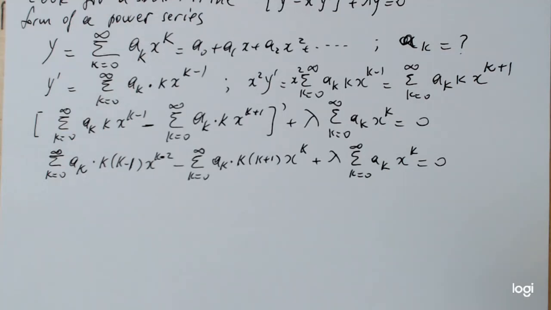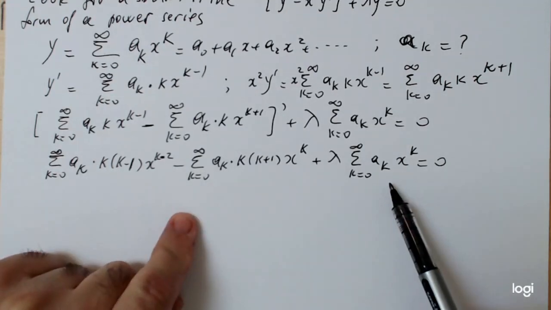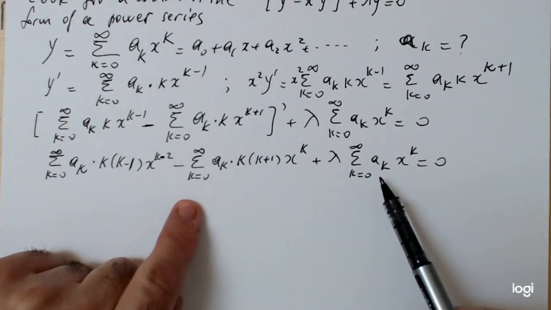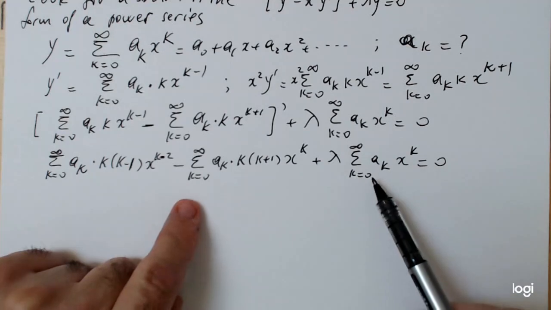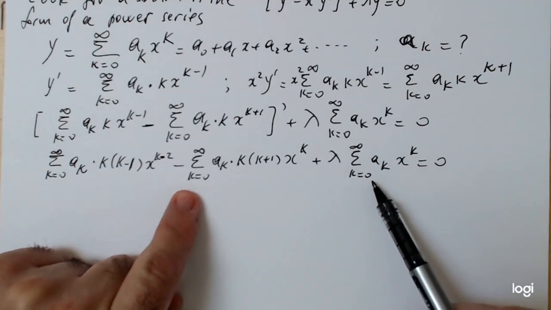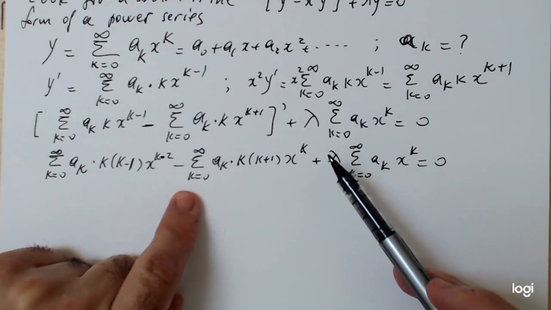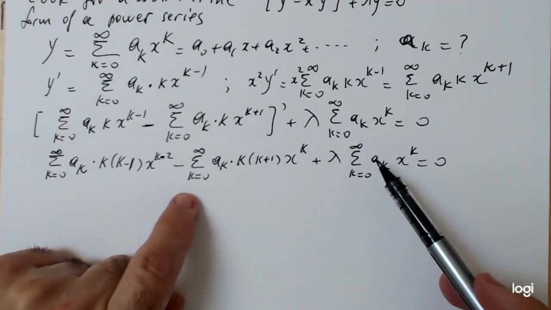I want you to pay attention to the last two terms here and notice these summations are in agreement. We can combine them into a single summation. The starting point of k is the same, 0. The starting power of x is again 0. So these summations can be combined into one.